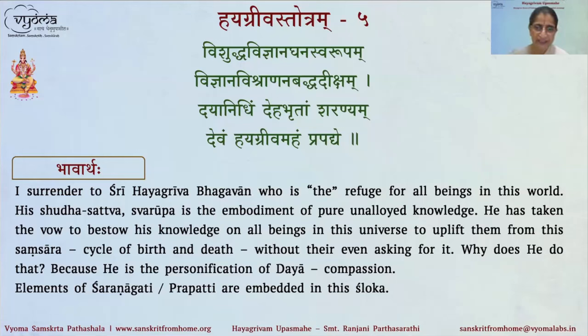Another thing that we said was that this shloka has elements of sharanagati or prapatti which are embedded, which are alluded to in the shloka. Now, when we talk of prapatti, normally we talk about five elements which are important: anukulya sankalpaha, pratikulya varjanam, mahavishwasaha, karpanyam, goptritva varanam. See, there are five terms. Now, I'll explain what these are. We don't have to remember these terms, but I'll explain the essence of this.